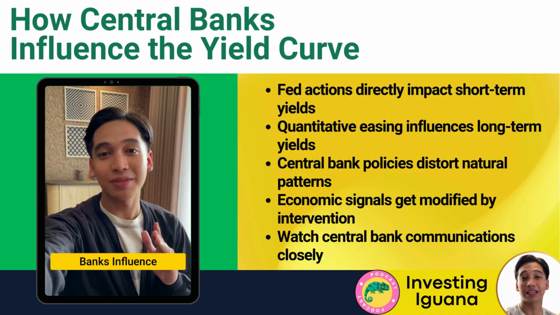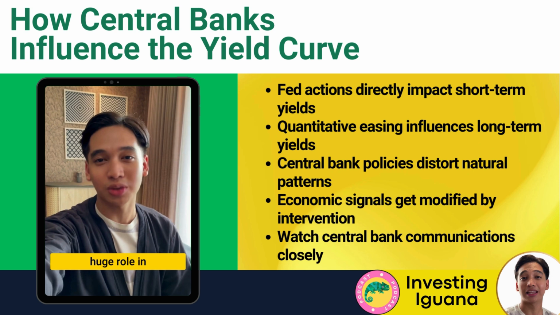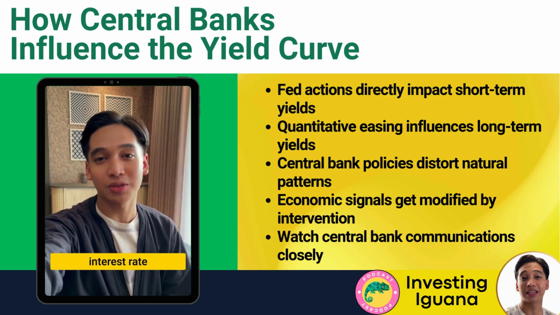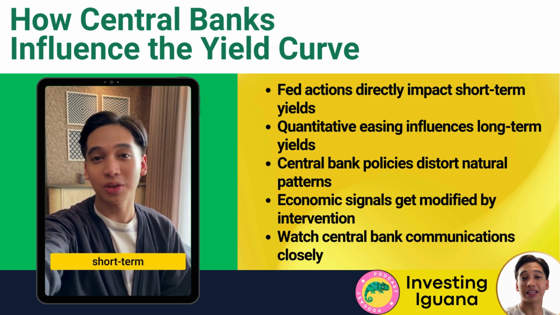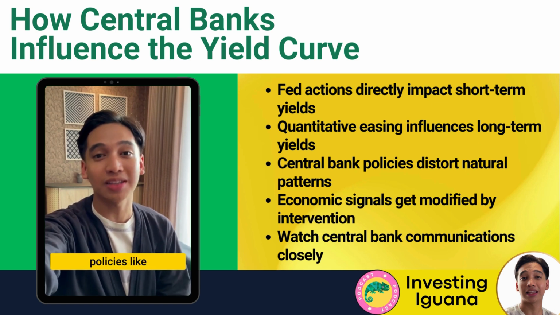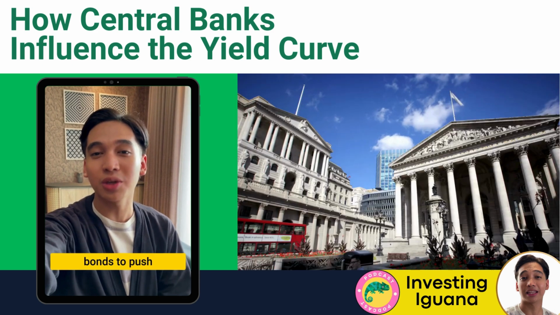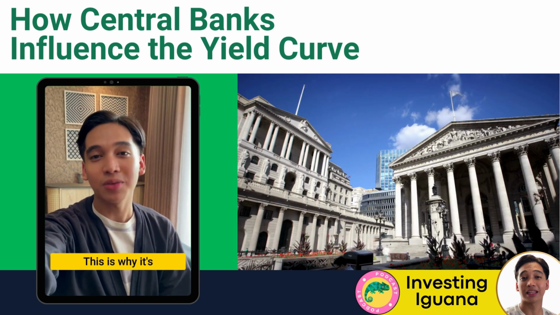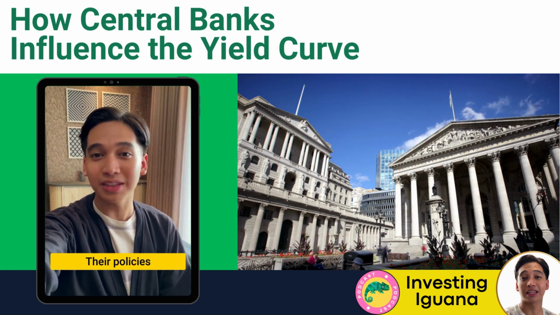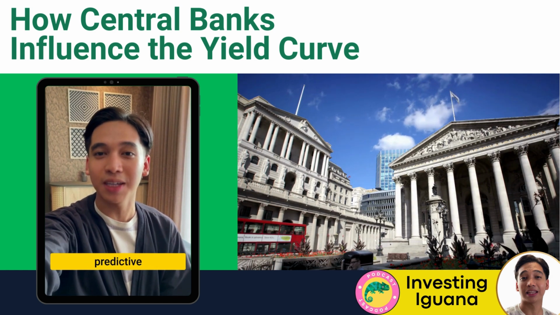How central banks influence the yield curve. Central banks like the Federal Reserve play a huge role in shaping the yield curve. When the Fed raises or lowers its benchmark interest rate, it directly affects short-term yields. The Fed can also influence longer-term yields through policies like quantitative easing, where it buys long-term bonds to push their yields down. This is why it's important to pay attention to what central banks are saying and doing. Their policies can sometimes distort the yield curve's natural shape and its predictive power.